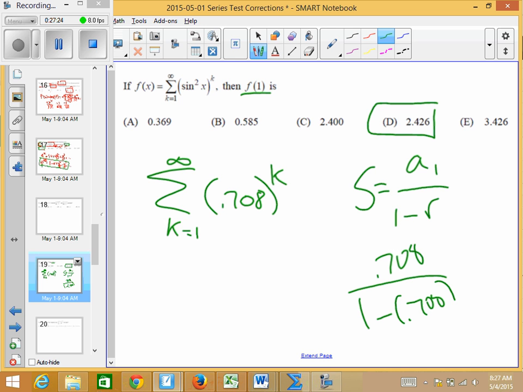The reason I know the first term is 0.708, I'm putting it down, okay? The reason I know r is 0.708 is that r is that. But the first term and r are not always the same. This could have been a k minus 1 or k plus 7, which would change the first term. Or this could start with k equals 10. So first term and r are not always the same.